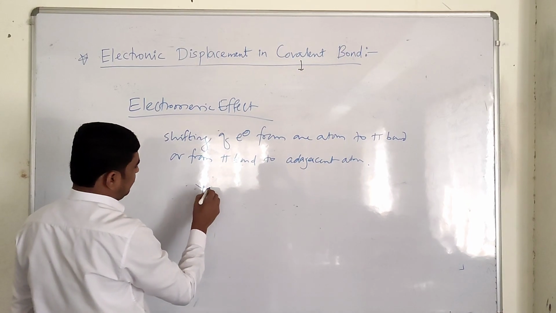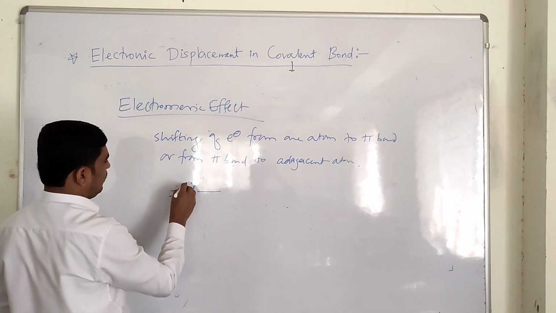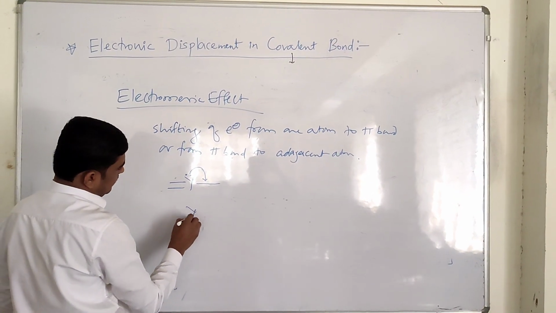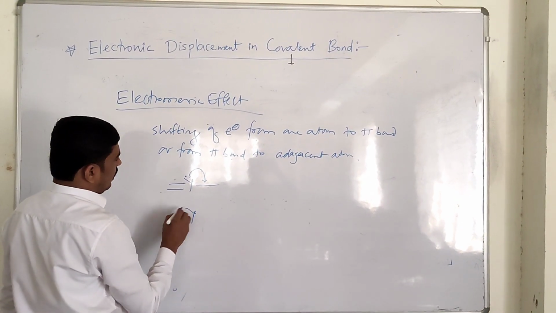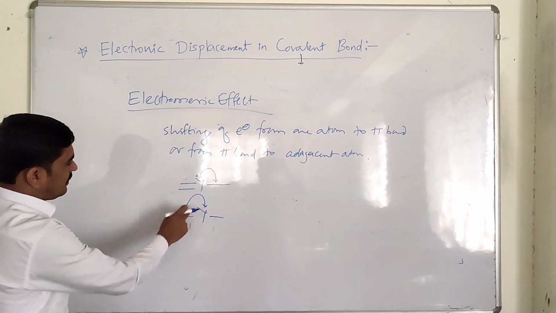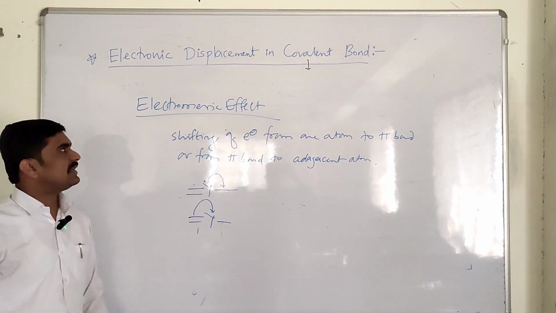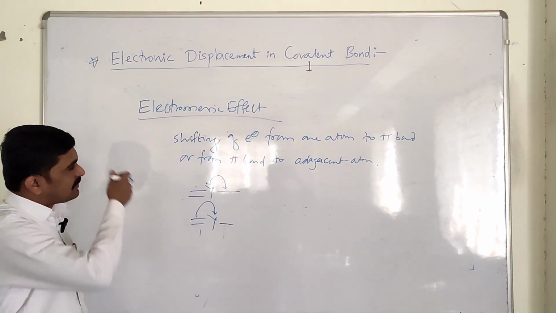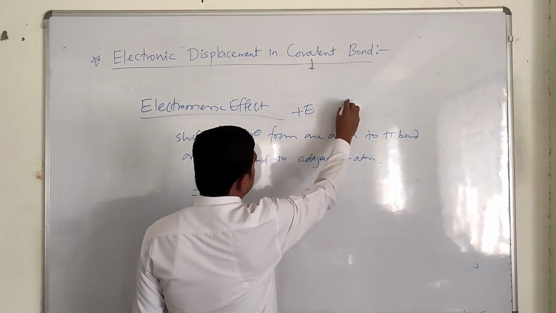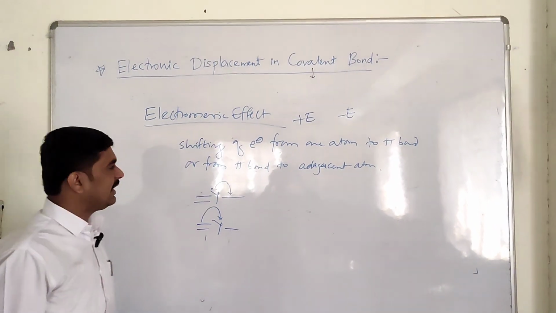Consider Y is an atom. Here is a double bond, here is a single bond. If a lone pair of electrons is present here, it can shift here, or there may be chances of transfer of these pi electrons onto this atom. This type of transfer takes place in the electromeric effect. There are two types: plus E effect, electron donating effect, and minus E effect, electron accepting effect.